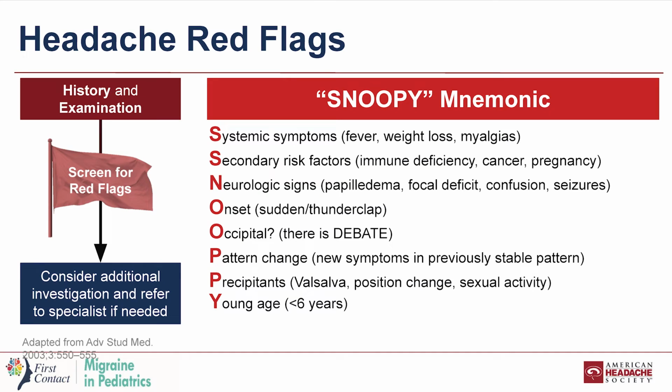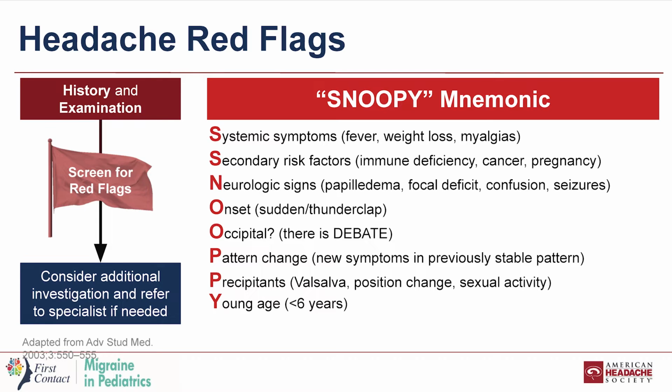There is a population of patients that are worth careful scrutiny. Those include children who are immunosuppressed, those with cancer, those who are pregnant, and those with neurocutaneous conditions like neurofibromatosis. We spoke about the sudden severe headache or thunderclap pattern being one that needs to be investigated emergently.